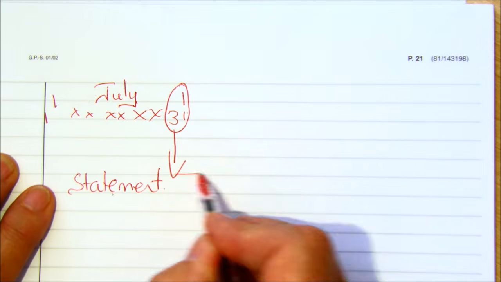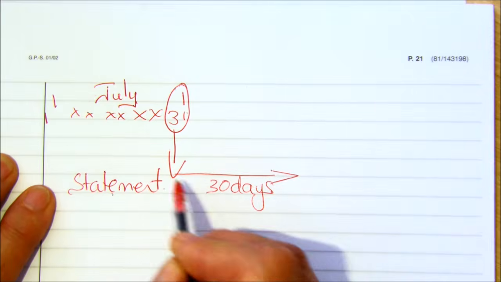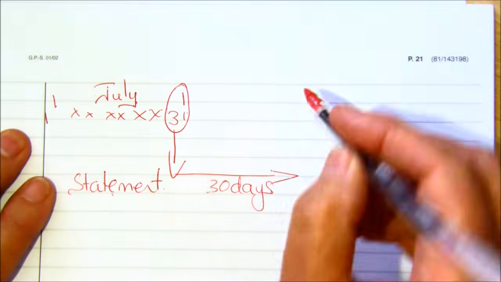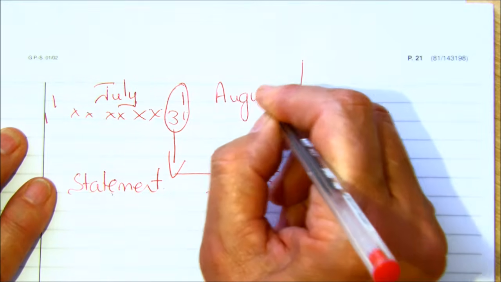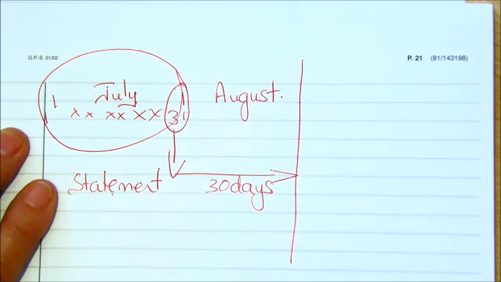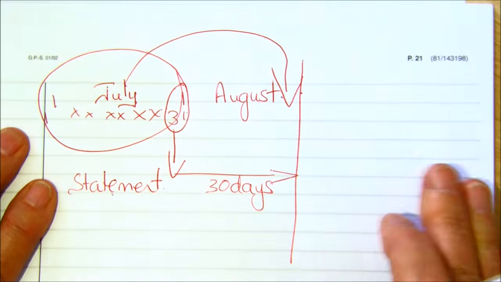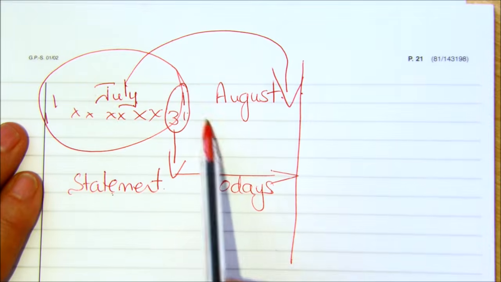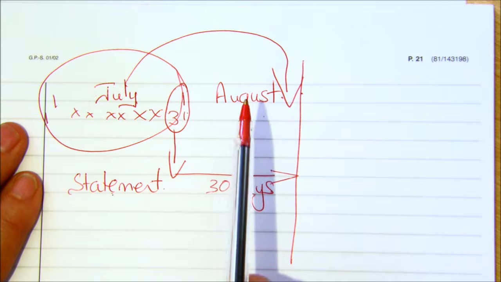You are then given 30 days from the day that the statement is issued. So in actual fact then, that means that you have August to pay your goods. So whatever you buy here in July, you have got until the end of August to pay. And that 1 month later is 30 days. Now we need to understand that.